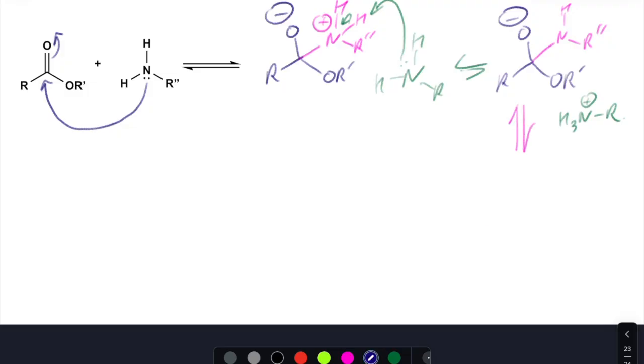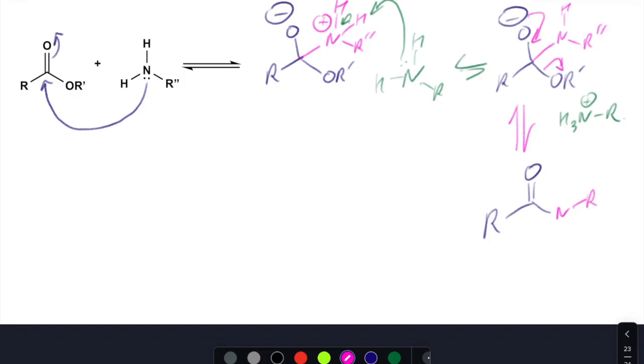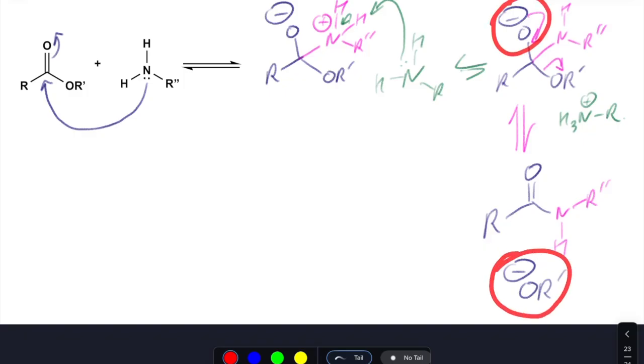I am going to bring down this O negative and kick out an O negative to give me my amide and my alkoxide leaving group under that condition. And again, what I'm really emphasizing here is, well, at least we had an alkoxide, we formed a new alkoxide, that's at least energetically balanced, so that's not too bad.